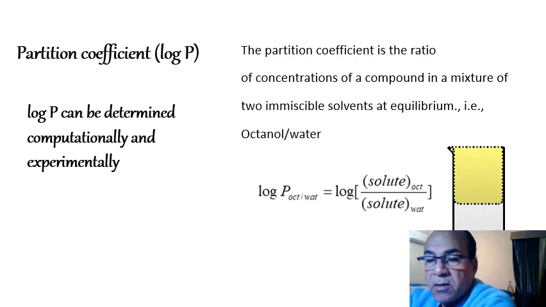Partition coefficient, log P. The partition coefficient is the ratio of concentration of a compound in a mixture of two immiscible solvents at equilibrium, like the octanol-water system. Log P can be determined computationally by using different software like HyperChem, and can be determined experimentally using gas chromatography.